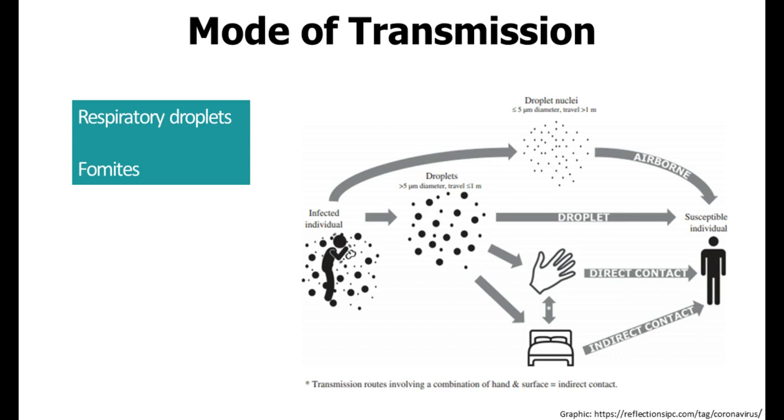It's also very important to keep in mind that people can be pre-symptomatic or subclinical or asymptomatic individuals and still be contagious. So you also get this if you look down at the little hand in the bed. You also get this from indirect contact via contaminated surfaces. That's another possible way of getting infected.